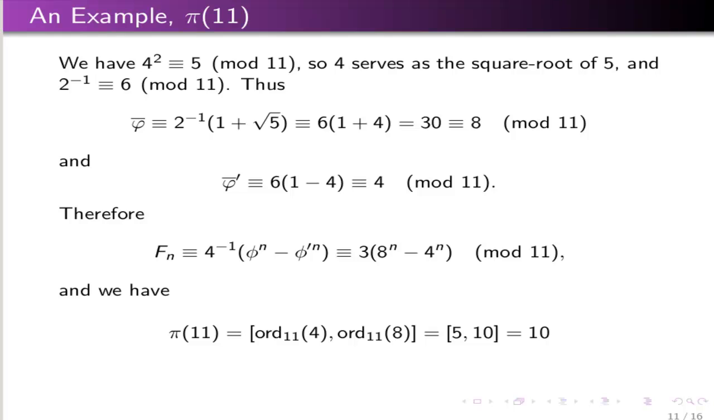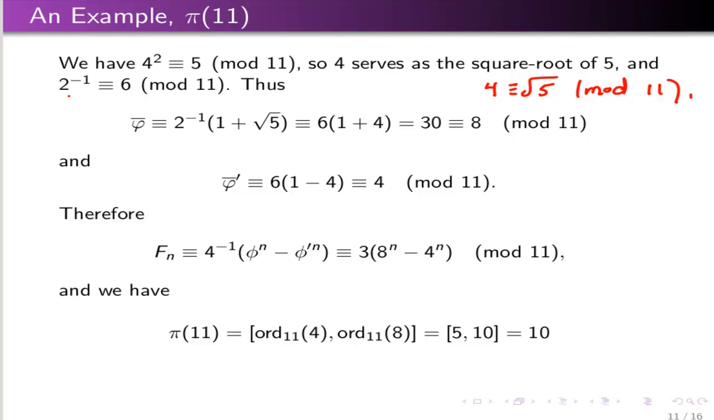Let's look at an example. Let's find the Pisano period for 11, pi of 11. So I want to look at the Fibonacci sequence mod 11. This time 5 is a quadratic residue. 4 squared is congruent to 5. So 4 would be the square root of 5 in the formula.